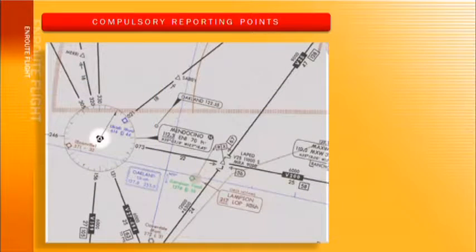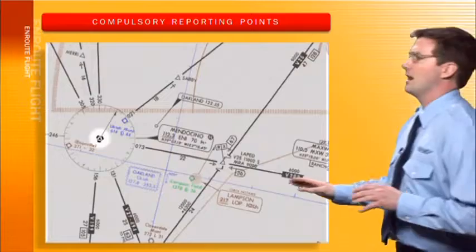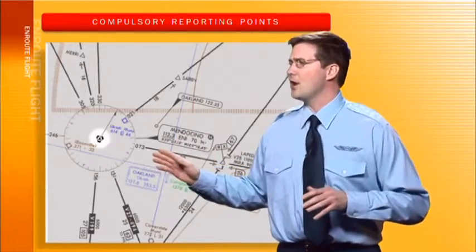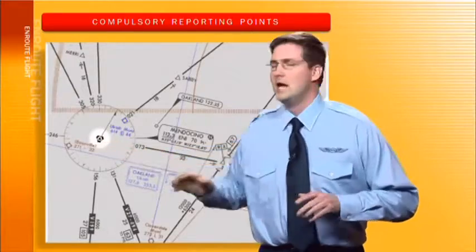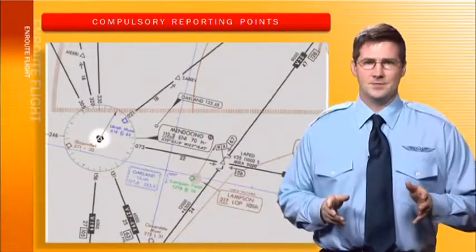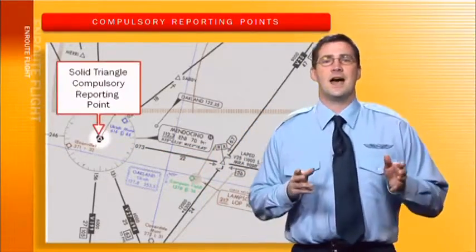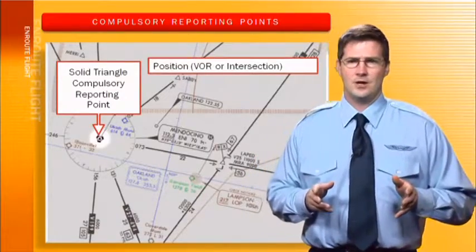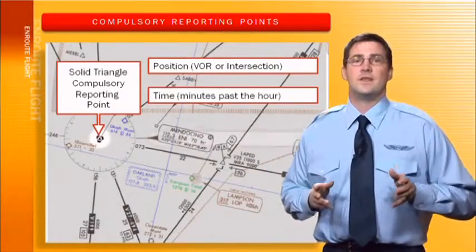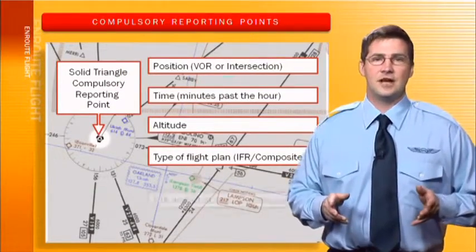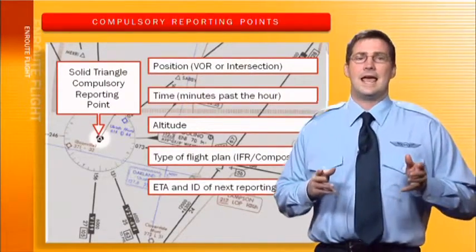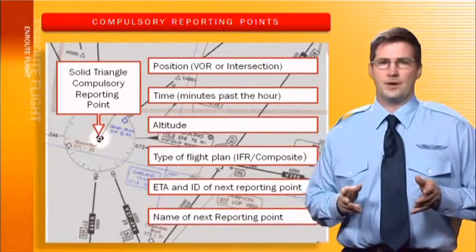Here's a compulsory reporting point shown with a black triangle right here. You're flying over a VORTAC, and it's actually co-located with the VORTAC, right inside the symbol. Now you must report six items: your position, the time in minutes past the hour, your altitude, the type of your flight plan, the ETA, and identification of your next reporting point, and the name of the next reporting point.